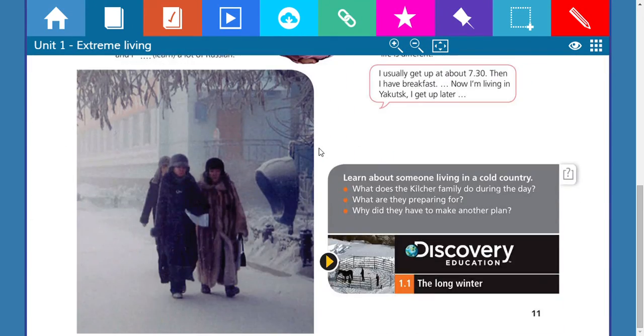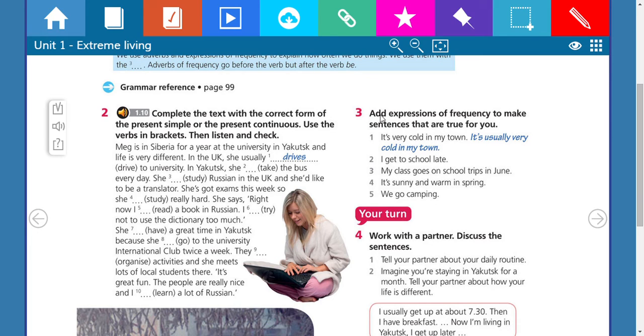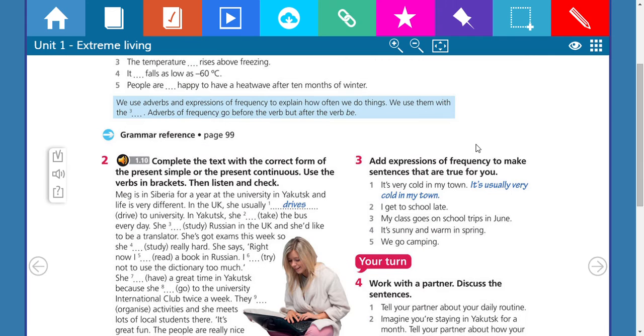Let's see. Now, number 3. Add expression frequency to make sentences that are true for you. For example, it's very cold in my town. It's usually very cold in my town, no? So what are you doing here? Using a frequency expression or adverb of frequency.